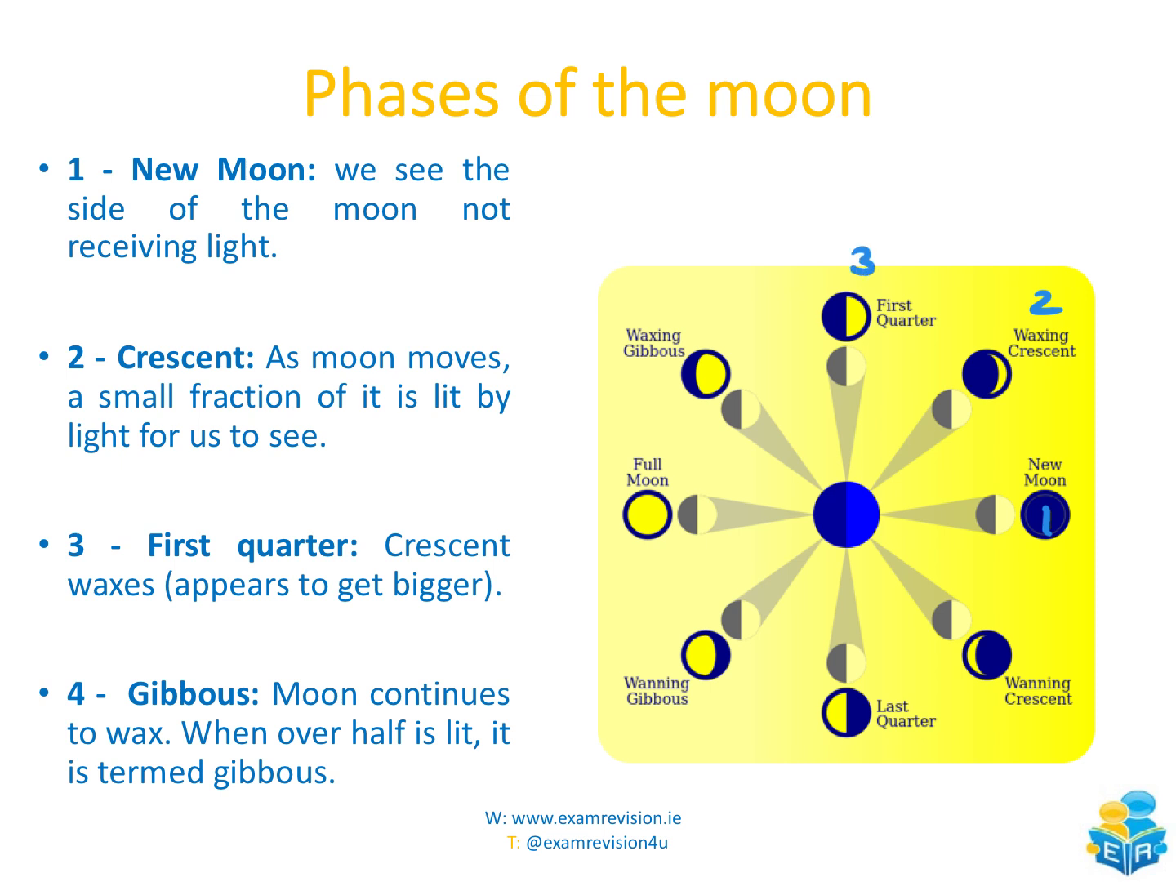We then have our first quarter. So this is where it still gets bigger. The crescent waxes, it appears to get bigger, and it looks like half of the circle we can see is lit up. Okay, that's the first quarter.